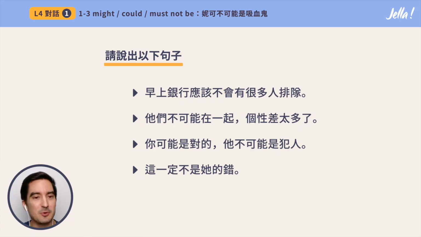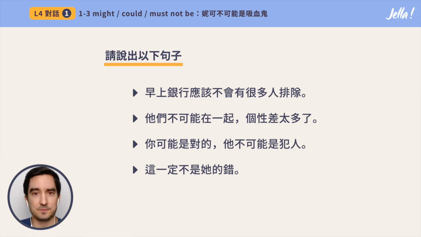So let's move on to lesson 4, conversation 1, part 3. Okay? This is talking about might, could, and then must, but in the negative, right? Might not, could not, must not, stuff like that. Okay? So our first sentence is 早上银行应该不会有很多人排队.